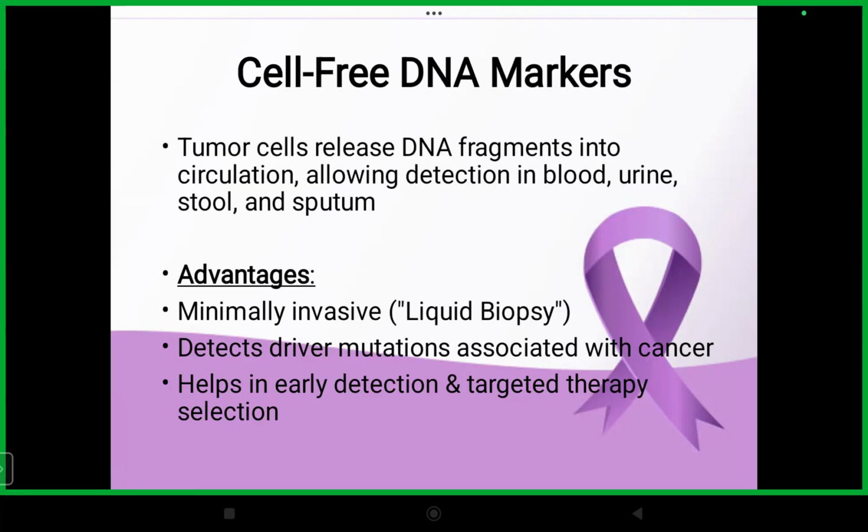Then it will help in detecting driver mutations or causative mutations or DNA changes that are associated with cancer. It helps in early detection and targeted therapy selection. So it basically gives an idea of the DNA nature. It will help us in diagnosing the cancer as well as planning the treatment like targeted therapies. So these are the different types of tumor markers.